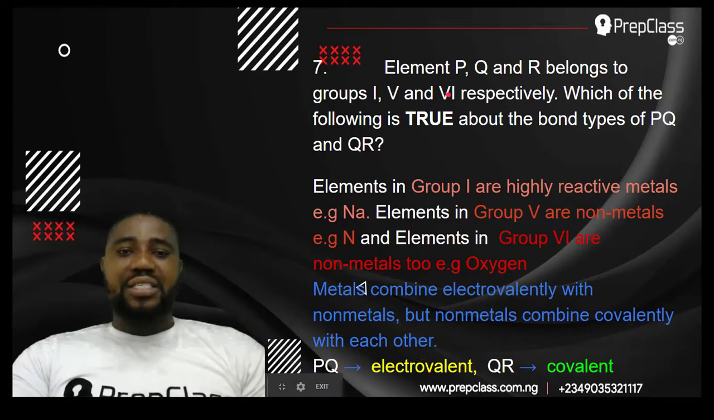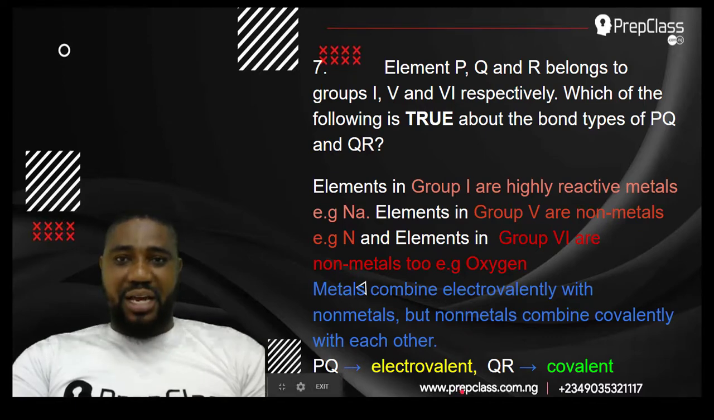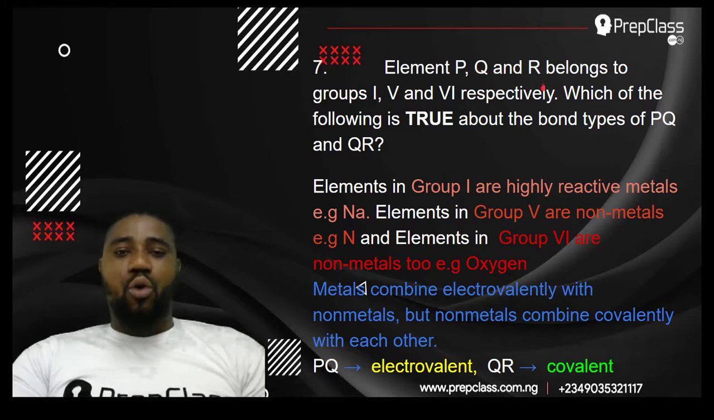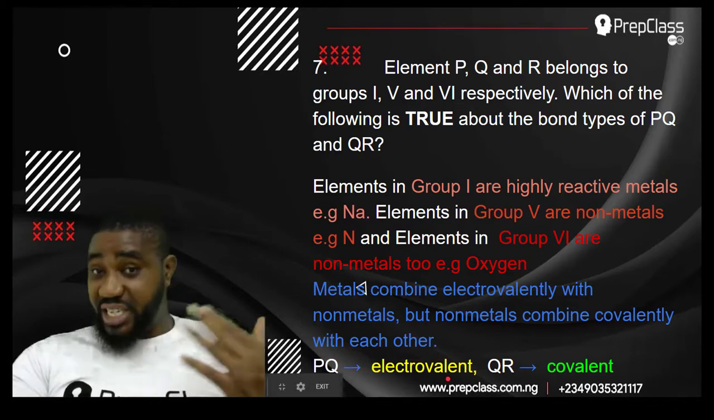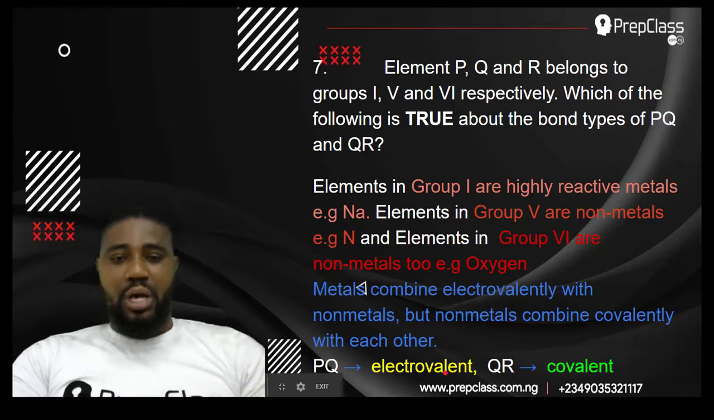So because of that, since P is a metal and Q is a non-metal, P and Q will combine what? Electrovalently. I believe you understand that now. And since Q is a non-metal and R too is a non-metal, Q and R will combine what? Covalently. So P and Q combine electrovalently, because P will be donating electron, Q will be accepting electron, and Q and R covalently, because they may be sharing electron. Because they are both non-metals, no one will donate, rather they will prefer to what? Share.